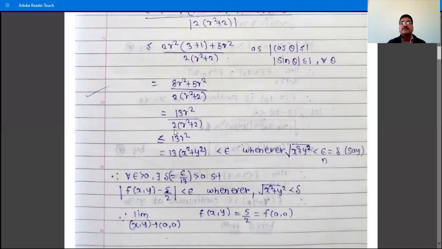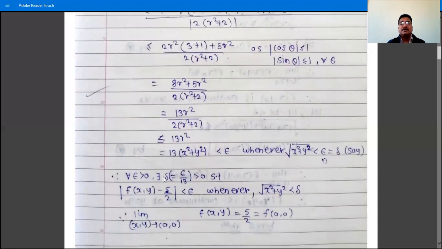So remove this: 2r² + 2 is always a positive quantity, so remove that and divide by the quantity. So it is less than or equal to 13r². This is always less than or equal to 13r². This is the adjustment. Then r² is x² + y², and this is less than epsilon whenever √(x² + y²) is less than epsilon by 13, and take it as delta.